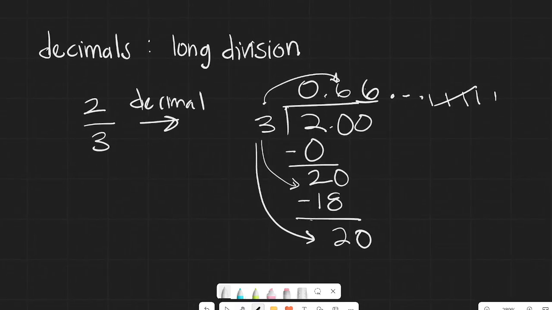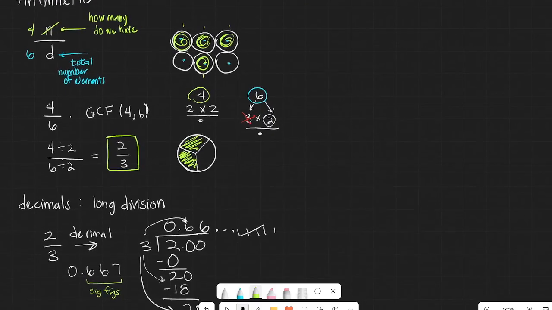So that just means that 2/3 as a decimal is 0.66, and then I'm just going to put 7 just to round up. I think 3 significant figures is enough. If you're confused about what a significant figure is, it's the amount of numbers beyond the decimal point. Sometimes they'll abbreviate this as sig figs. So that's just a little bit of knowledge for you there.